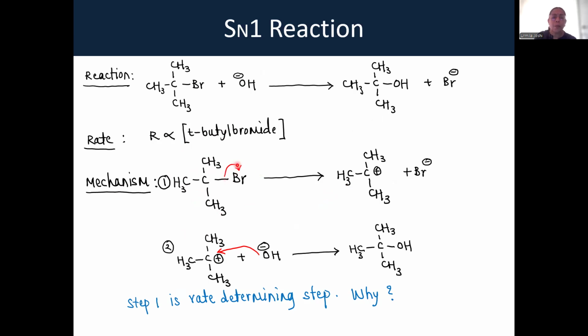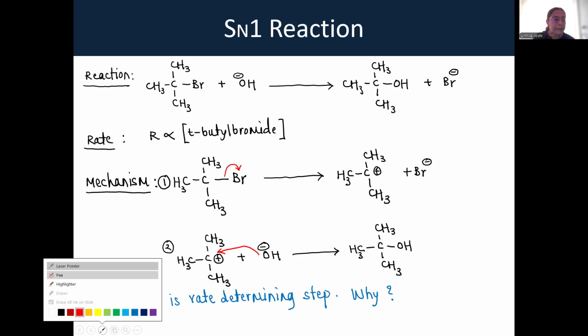Look at this. Bromide is a good leaving group, so it leaves with a pair of electrons. Ensure that when you are writing the mechanism, you write curved arrows, not straight arrows. This results in the formation of a charged intermediate, the carbocation. Now this carbocation, in the second step, is attacked by our nucleophile, OH minus, and the resultant product is tertiary butyl alcohol. Now there are two steps, but step one is the rate determining step.